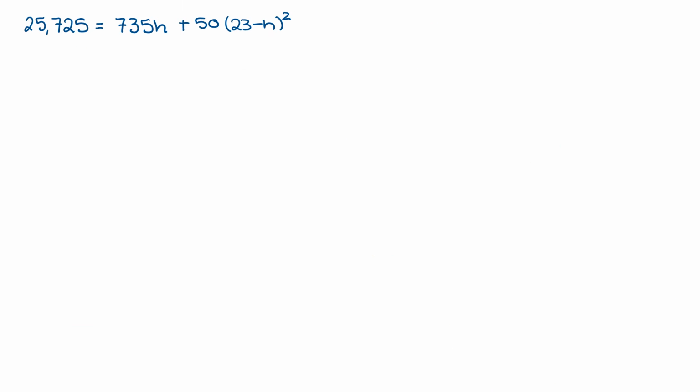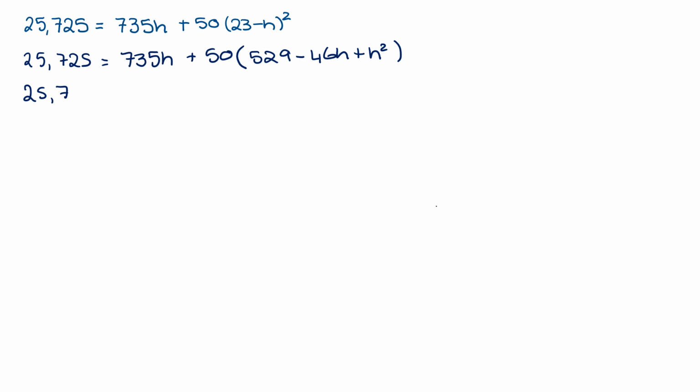So just giving ourselves a little bit more space to work out this quadratic. 25,725 is equal to 735h plus 50. Let's expand. 23 by 23 is 529 minus 46h plus h squared. Multiplying that out, I know the numbers are quite big, so do take care. 735h plus 50 by 529, that's 26,450 minus 46h by 50, 2300h plus 50h squared. We have our quadratic.